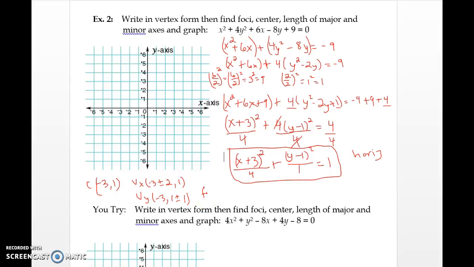And because it's horizontal, we're going to add C to our x part for our foci. So it's going to be -3 plus or minus our C value. We have to find that. And C squared equals A squared minus B squared, which equals 3. So C equals the square root of 3.